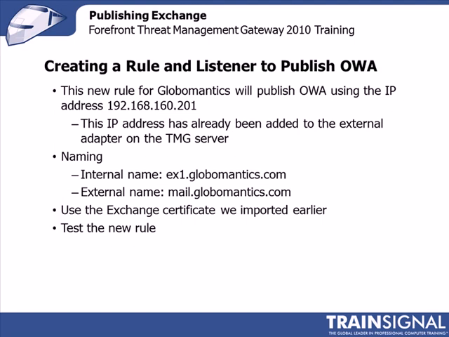From a naming perspective, the internal name for the Exchange service for Outlook Web App is ex1.globalmantics.com, but users are going to access it from the external side using the name mail.globalmantics.com. We have both of those names in the Exchange certificate, so both will work, although only one will work from the outside. That's the mail one.